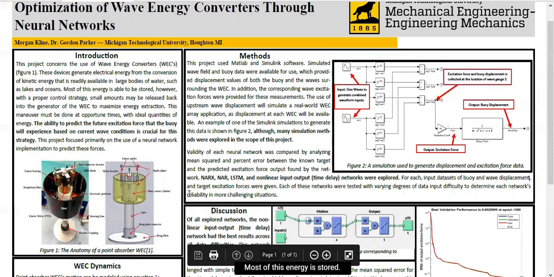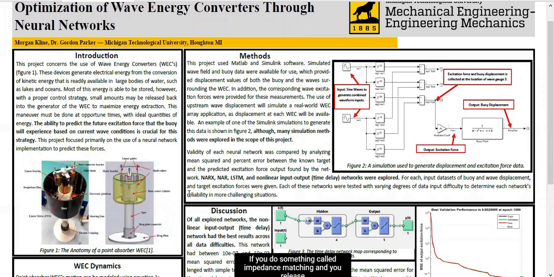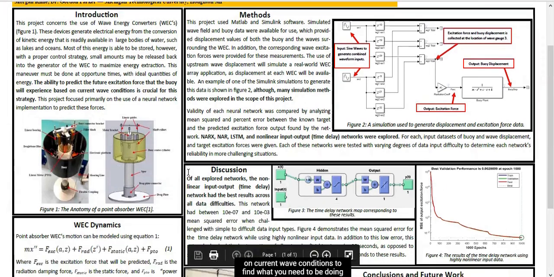Most of this energy is stored. However, you can actually maximize your energy extraction if you do something called impedance matching, and you release a little bit of energy back into the generator at opportune times. By doing this, what you're really doing is artificially manipulating the natural frequency of the buoy to maximize this energy output. And in order to do this, you really need to know the future excitation force. You need to be able to predict that based on current wave conditions to find what you need to be doing with your PTO force.